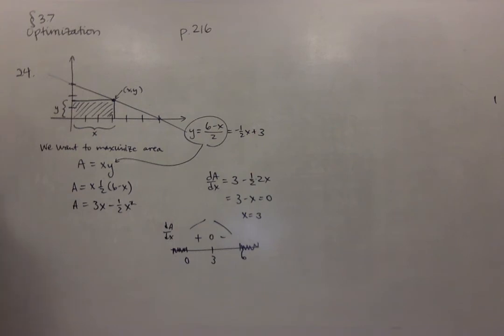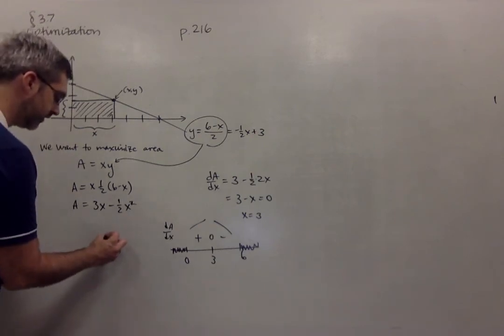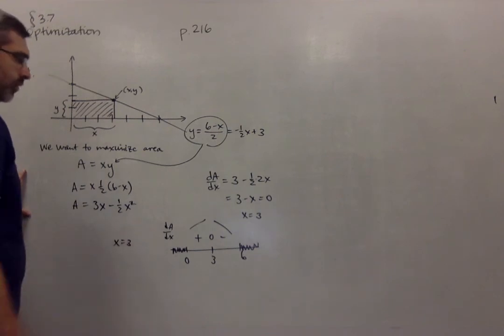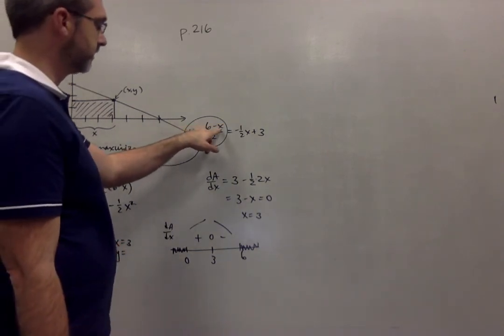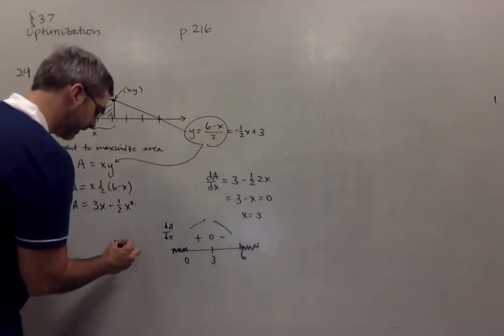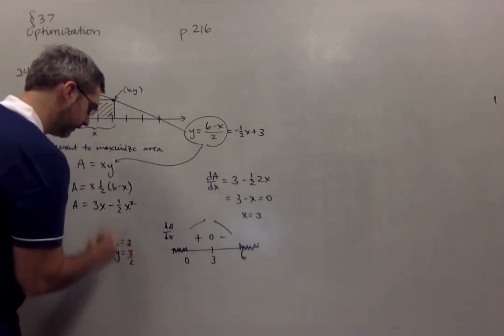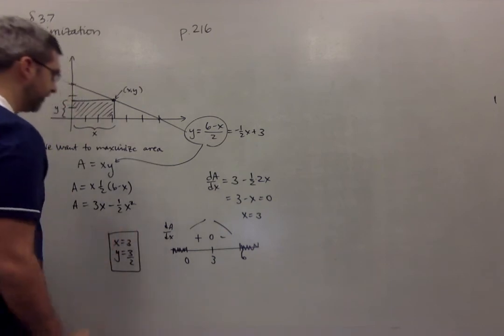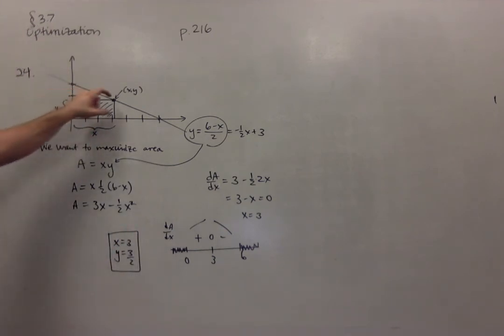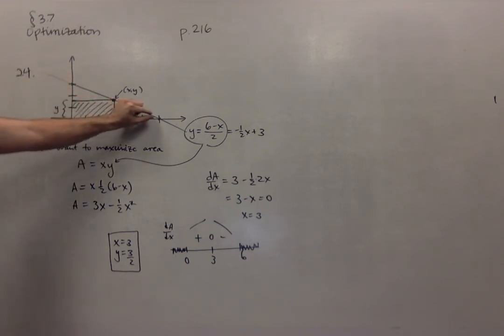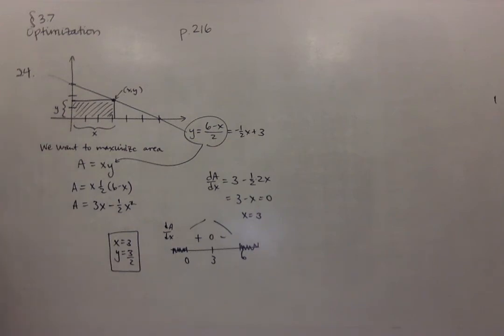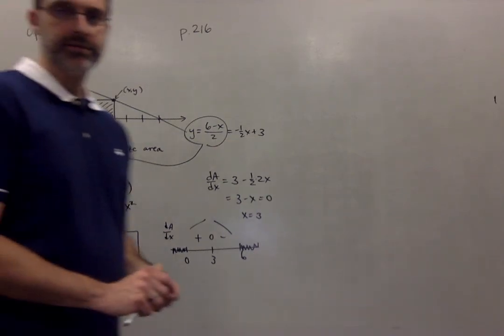And if x is 3 here, y is going to be 6 minus 3 over 2. So in other words, y is going to be 3 halves. So if we have a 3 by 3 halves rectangle, that is the best. That's going to give us the maximum area, not these little tiny things over here or little tiny things right there. That's going to maximize the area.